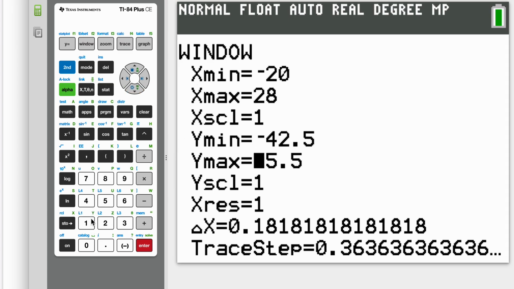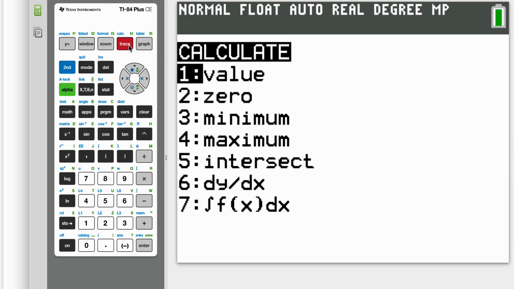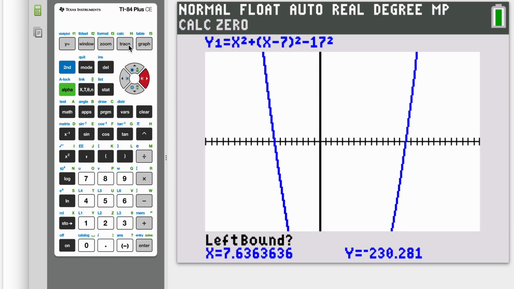So let's try minus 100 and 100. Let's see if that helps me see a bit more. There we go. And I'm interested in finding my solution, which is the zeros. So this is just looking for the 0. And my 0 here, 1 to the left, 1 to the right, and it's 15. Okay, so that means that x is equal to 15.